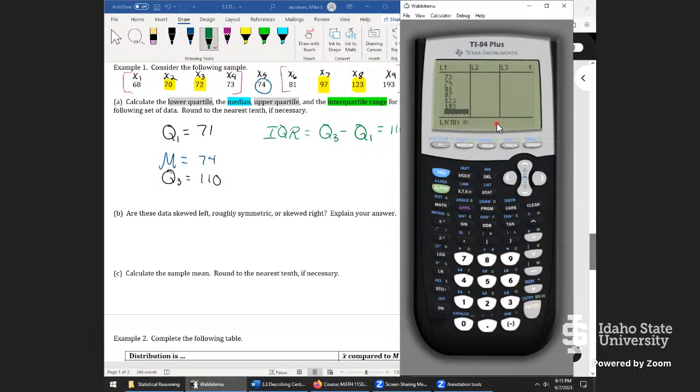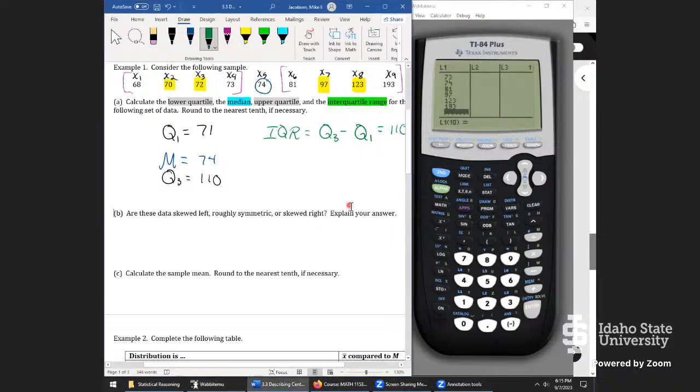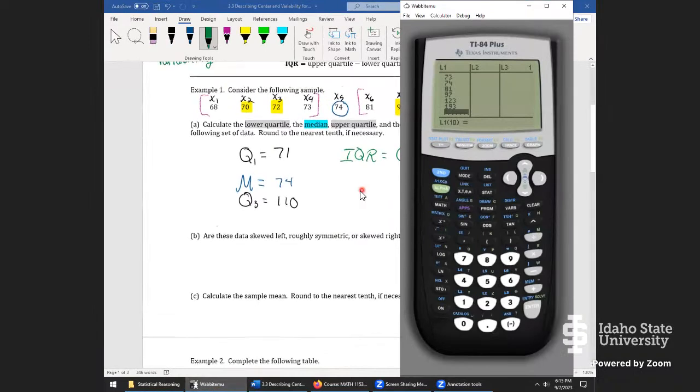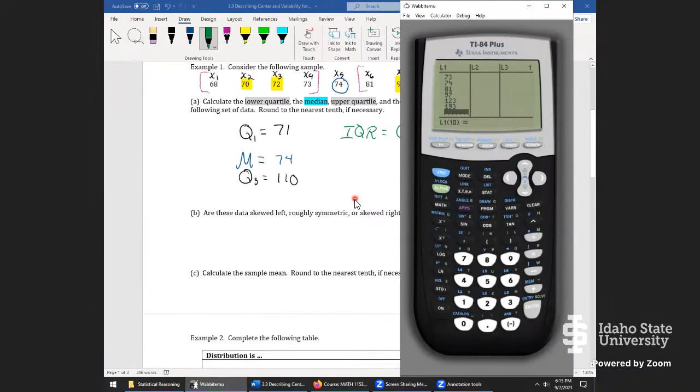Okay, I think I should have all the data in. Giving folks one moment to get caught up.